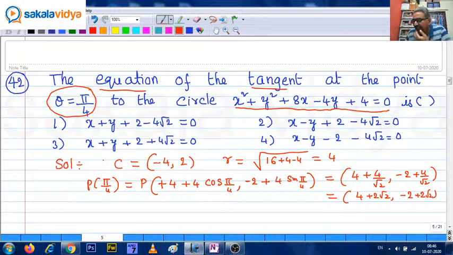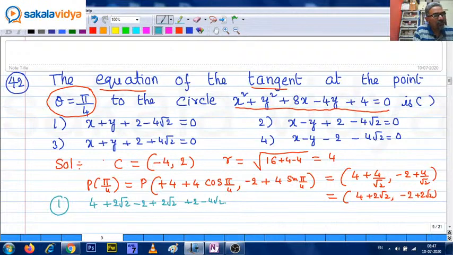Substitute in the options and verify. So let us come to the first option now. First option, x means 4 plus 2 root 2, y means minus 2 plus 2 root 2. This will be plus 2 minus 4 root 2. Okay, so I need to check now once again. Wait, parametric equations. Yes, I made a mistake.